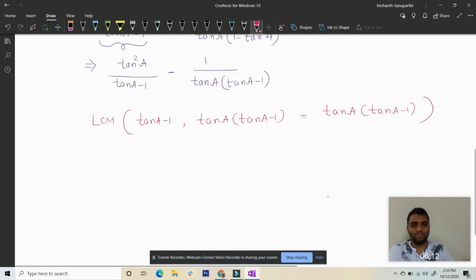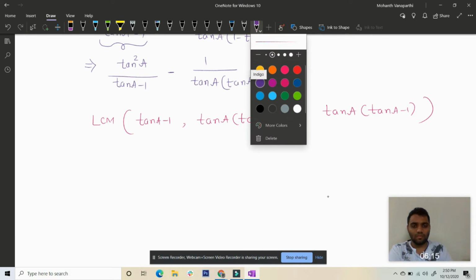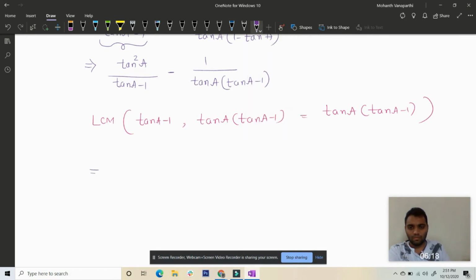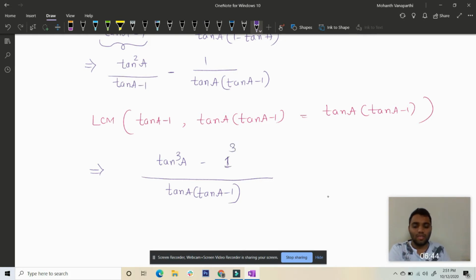Now I am replacing both with the LCM. Now I am writing in the denominator tan A into tan A minus 1. In the numerator we will get tan cube A minus 1, and this one I can write as 1 cube, so that it looks like tan cube A minus 1 cube, which is similar to the A cube minus B cube identity.